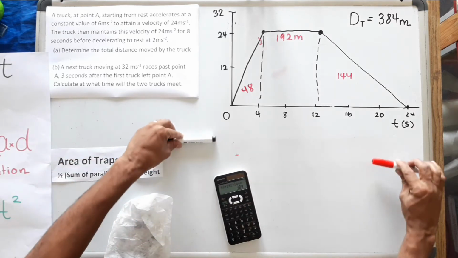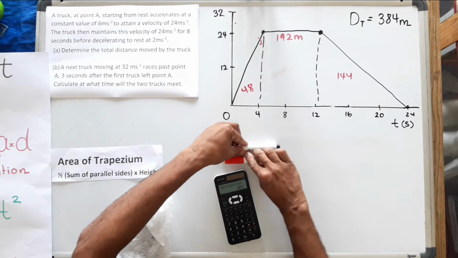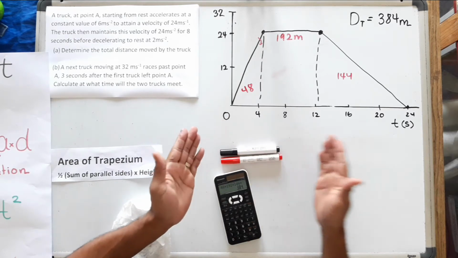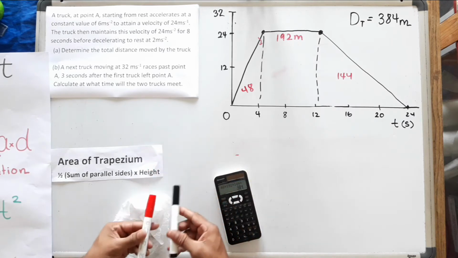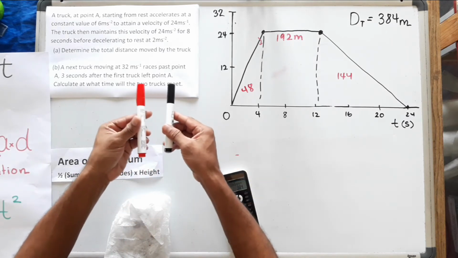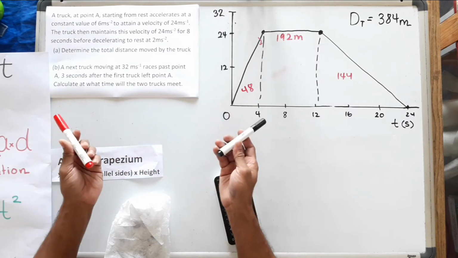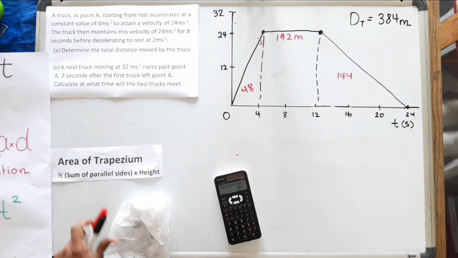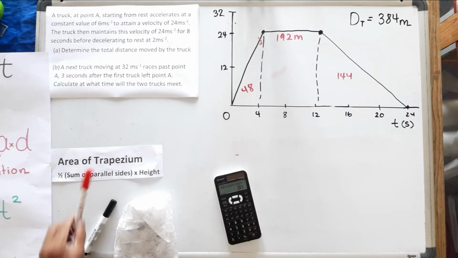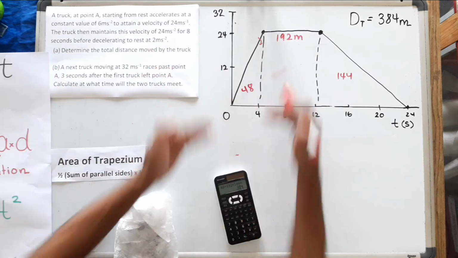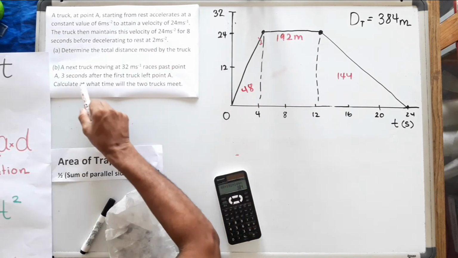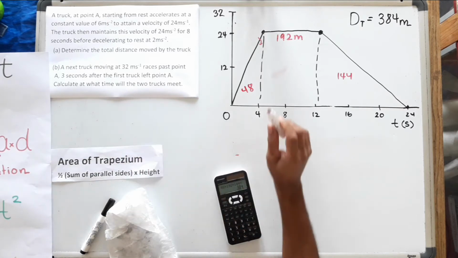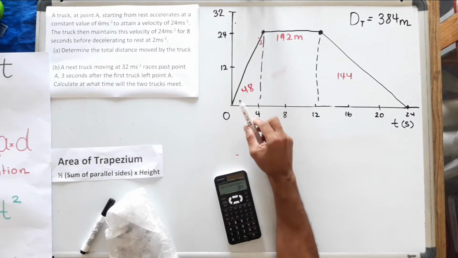2 items can only meet when they have the same amount of displacement. Only after they have the same amount of displacement, they will be side by side next to each other. Does that make sense? But let's see what's going to happen here. We want to draw this situation on the same graph. So remember, 3 seconds after the first truck pulled off. So let's see how this is going to be.